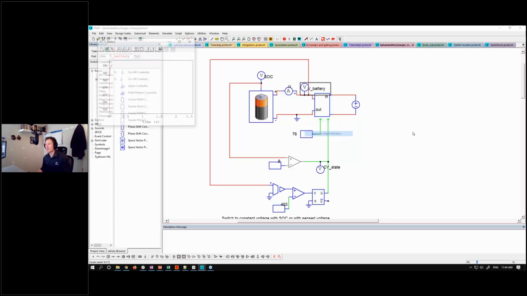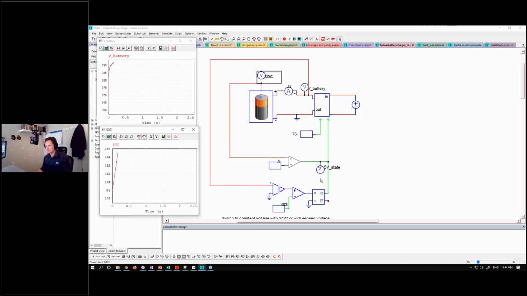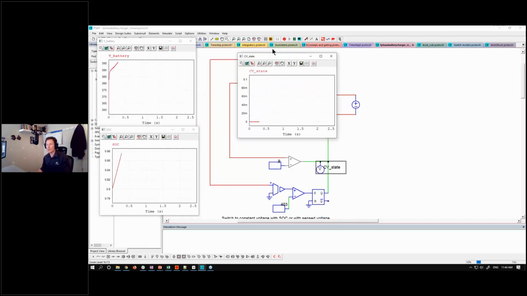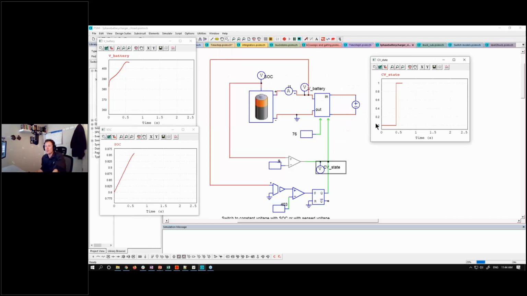We can look at this as it runs, look at state of charge. We can see this is the flag to go to constant voltage charging off a constant current. Okay, now we switch to constant voltage, and it finishes off the last little bit. Give it a moment here.